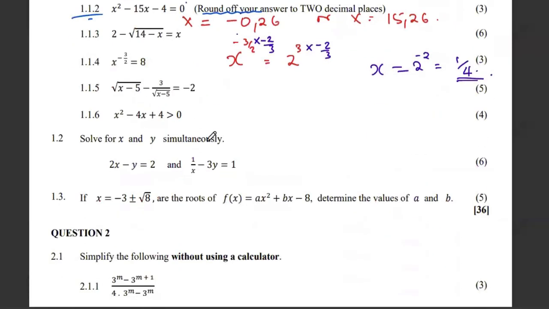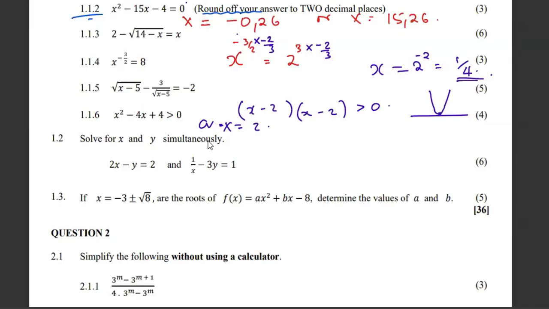Question 1.1.6, which is the inequality. Okay. So it's going to be x squared minus 4x plus 4. This looks like a square. So if I open this bracket of mine, it's going to be x minus 2 squared greater than 0. Then my critical value is just x being 2. If this is a parabola, it simply means we're having something like that.